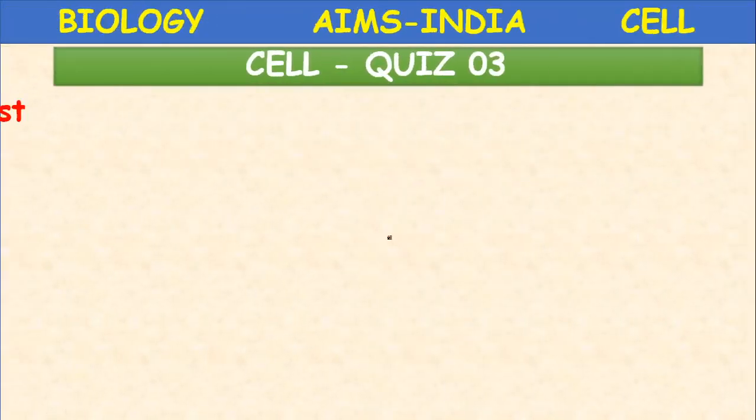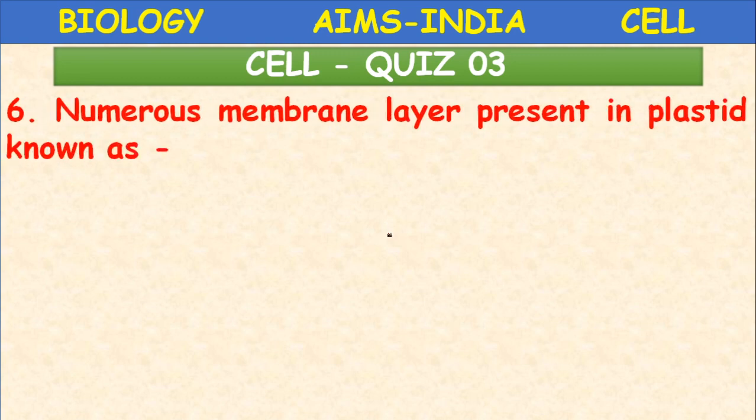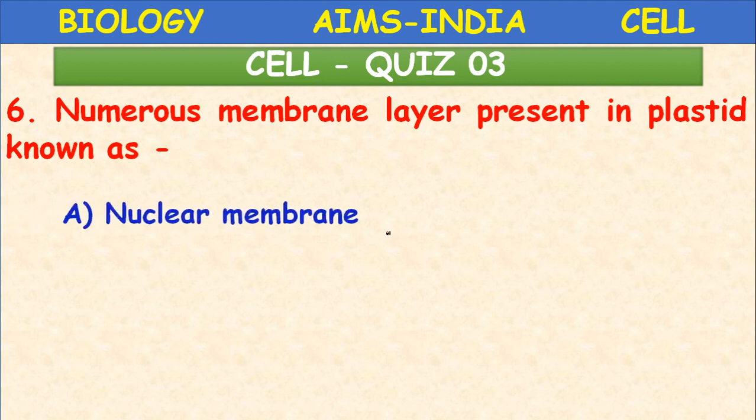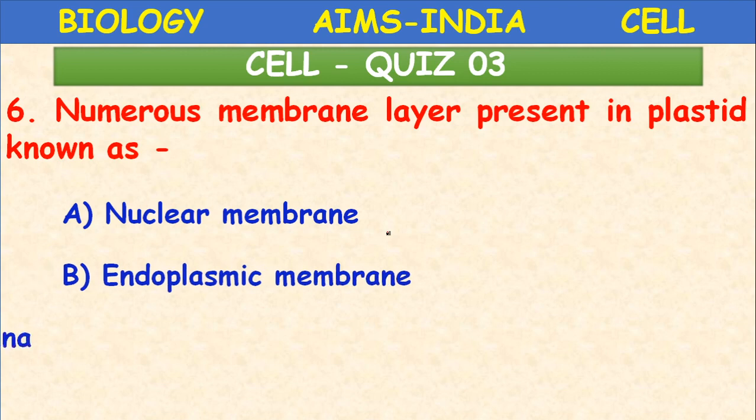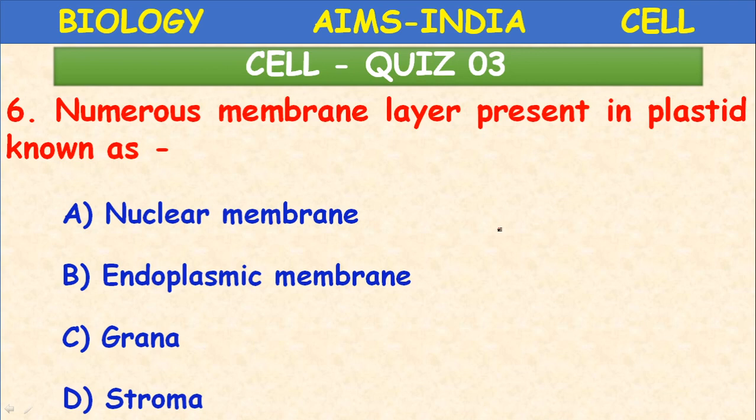Next question. Numerous membrane layers present in plastid known as: nuclear membrane, endoplasmic membrane, stroma, grana. Numerous membrane layers present in plastids are known as grana. They are called lamellae.